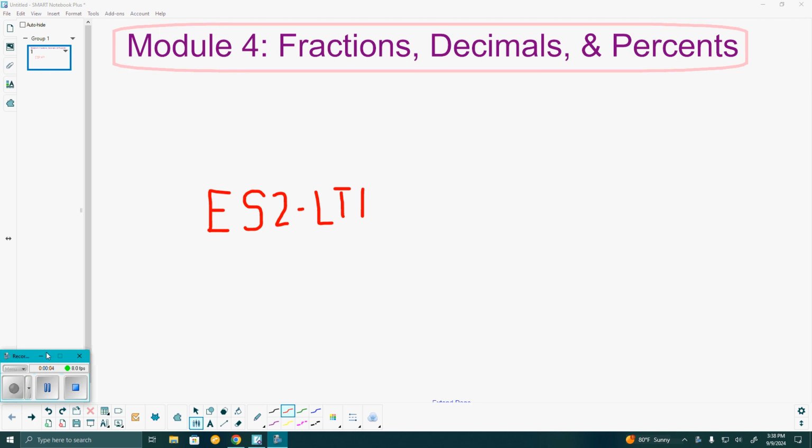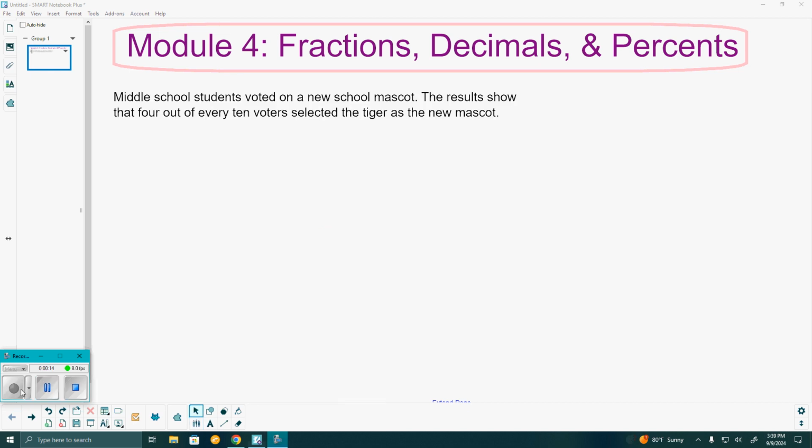Today we are going to be going over Module 4, and specifically we're going to be going over Essential Standard Number 2, Learning Target Number 1. We're going to start off by looking at this problem. Middle school students voted on a new school mascot. The results show that 4 out of every 10 voters selected the tiger as the new mascot.